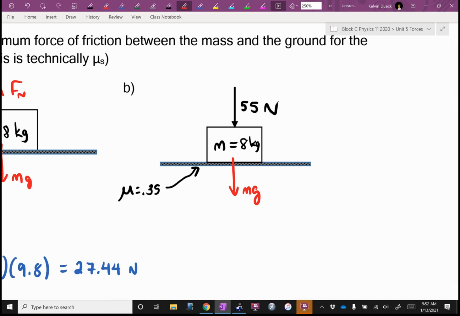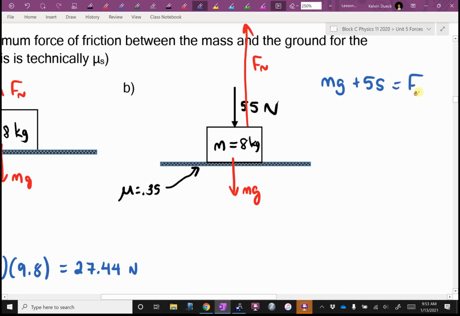Here, is the normal force going to be bigger, smaller, or the same size as mg? I'm going to tell you right now, is there an extra vertical force? Not the same size. So is the normal force going to be bigger or smaller? Is the ground having to push back harder or less hard? Normal force is going to be bigger. In fact, everything down will equal everything up. I'm going to write that as an equation. Everything down, mg plus 55, will equal everything up.